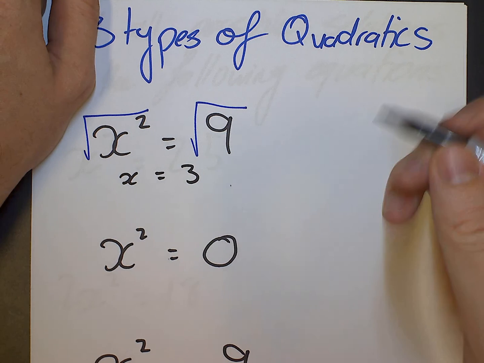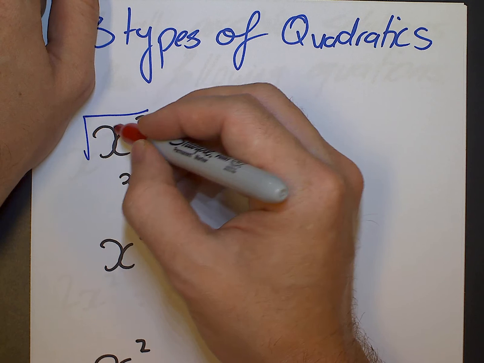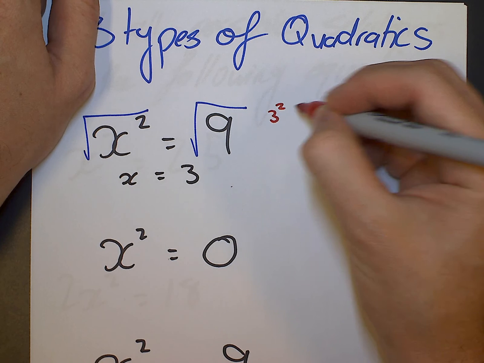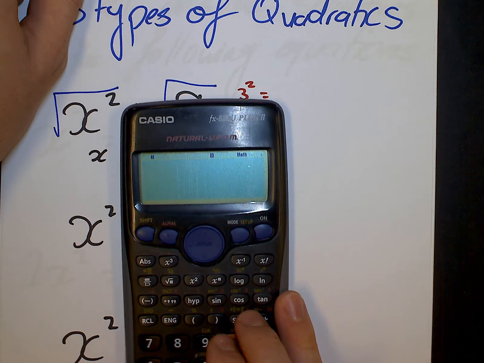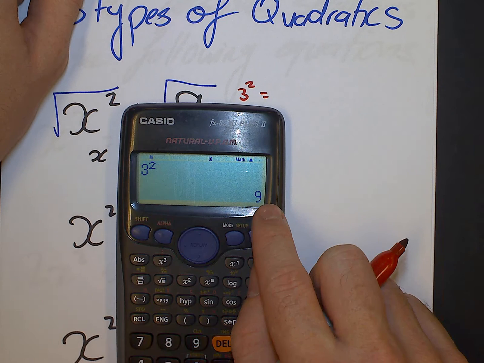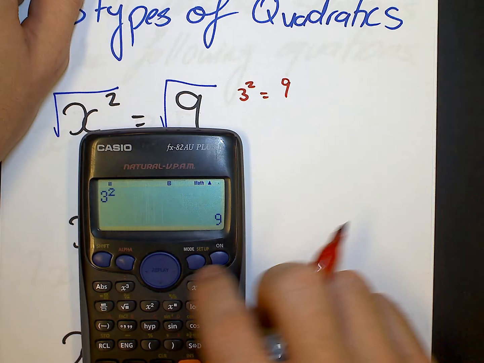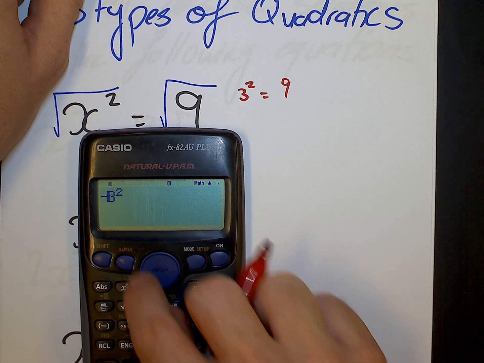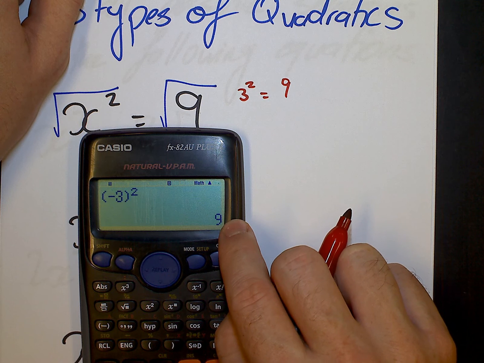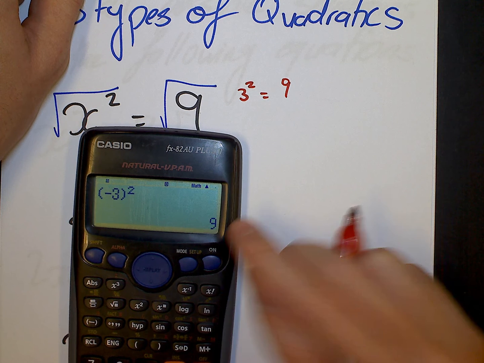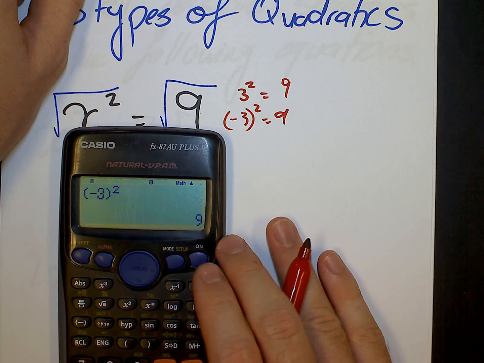So we're left with x equals 3. Now the problem here is, if we had 3 squared, that would equal 9. If we put that in our calculator, let's bring it across so you guys can see, 3 squared equals 9. But if we had negative 3 in brackets, because we're squaring that whole thing, negative 3 squared also equals 9. So we've got a little bit of a complex issue here.